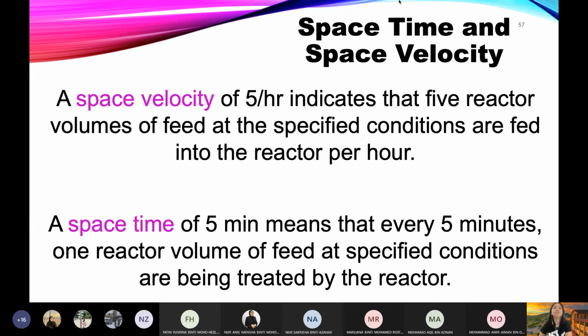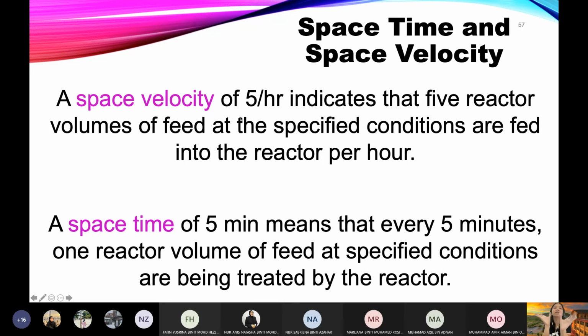Okay, next, to differentiate or to really understand apa beza dia space velocity dengan space-time. Okay, katakan if you calculate your space velocity adalah 5 per hour. Unit dia jadi per time, per hour, per second. Katakan kamu kira space velocity itu kamu dapat 5 per hour. Maksudnya, for every 1 hour, you will actually process 5 reactor volume.